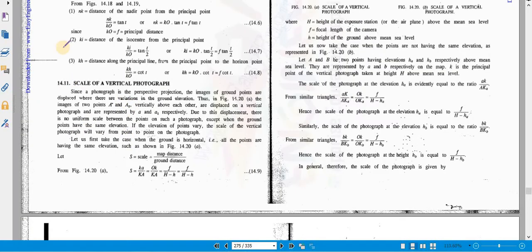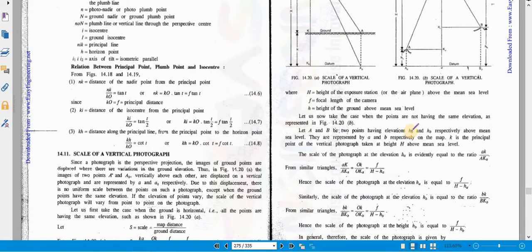After that, the next important term is the scale of a vertical photograph. As you all know, photographs are being taken, and we need to convert two points on the photograph into the distance that actually exists on the ground. For that we require the scale of the photograph, and the scale of the photograph is given by the formula small f by capital H minus small h.